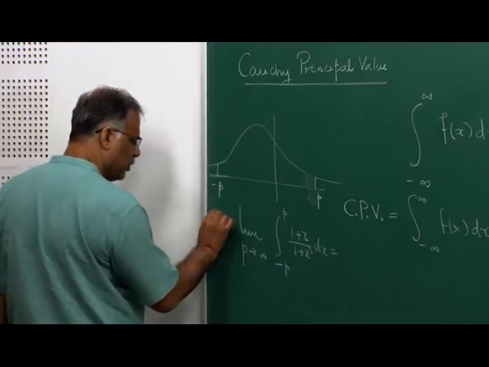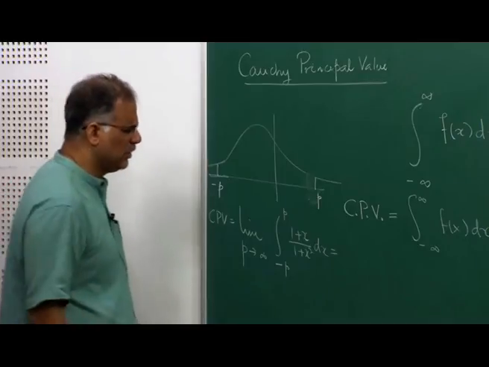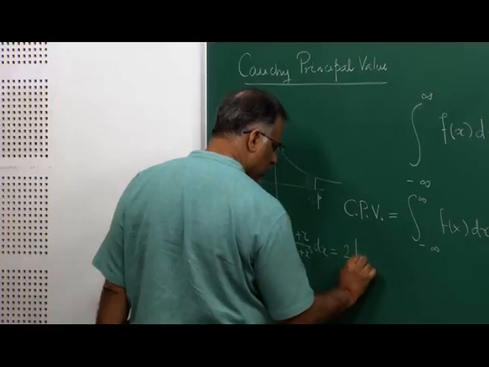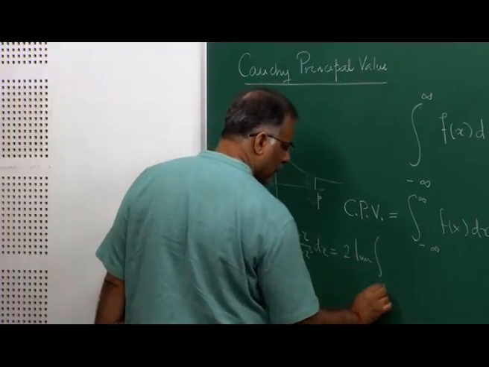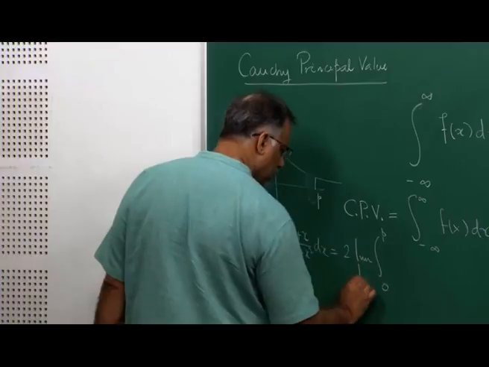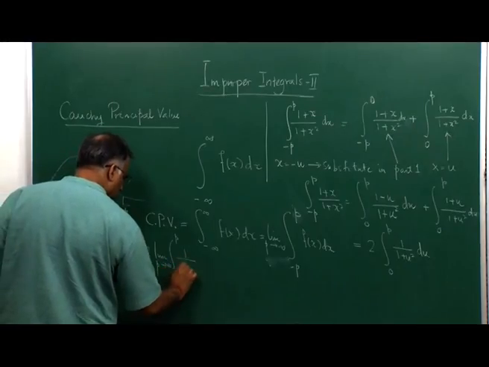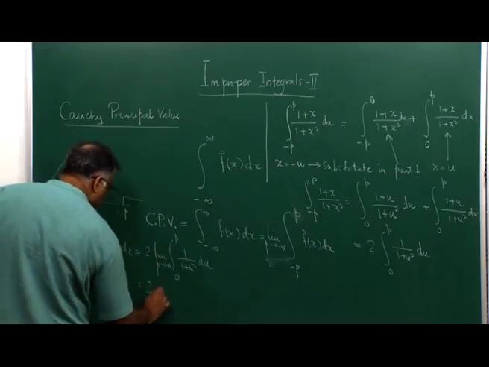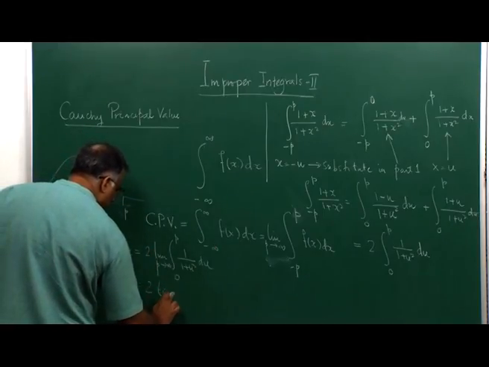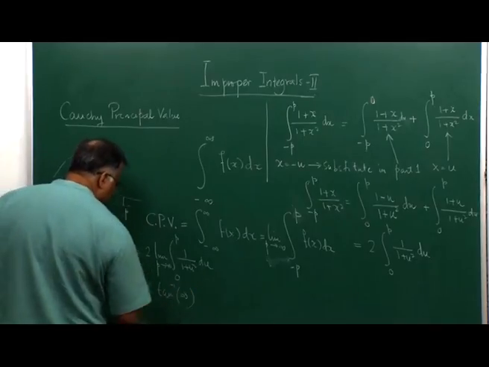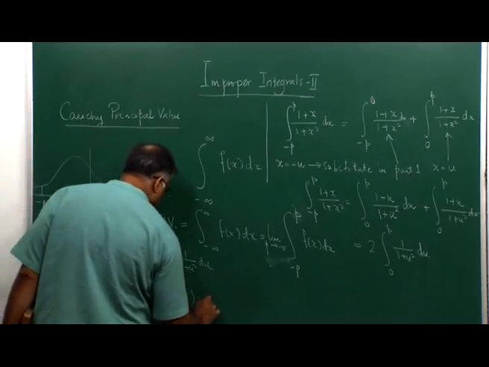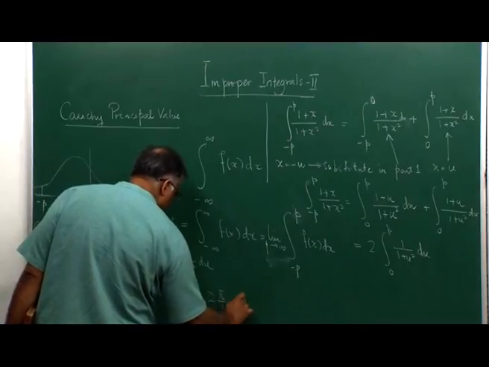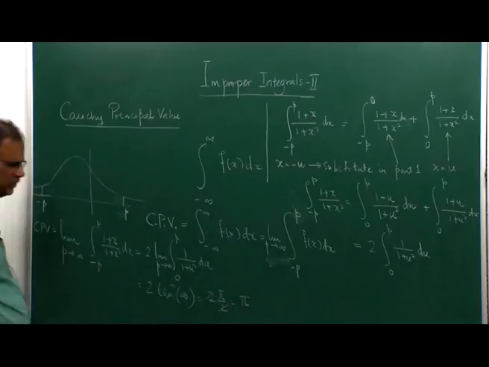This is actually the Cauchy principal value, CPV. So, what I am trying to write now is that this is the same as 2 times the limit as p tends to infinity of the integral from 0 to p of 1 by 1 plus u square du. So, basically it is 2 into tan inverse infinity, actually I should not write that. So, essentially it means 2 into pi by 2. So, the 2 cancels and the answer comes to pi.